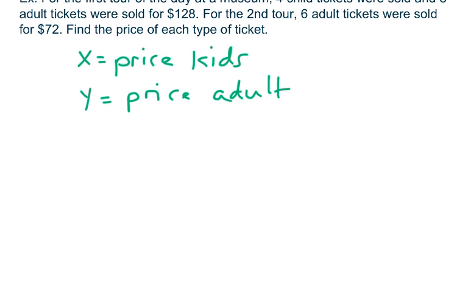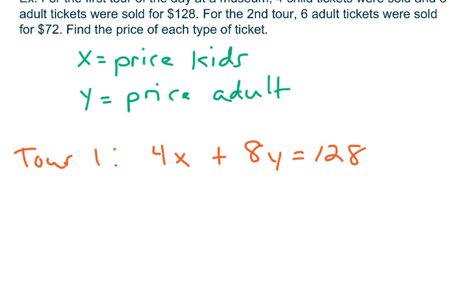Then I'll write the first equation again. Tour number 1 was 4 tickets at x dollars plus 8 tickets at y dollars, and we made $128. For the second tour, it says we sold 6 adult tickets for $72. That means we didn't sell any student or kids tickets, so we can say that 6y is equal to 72.